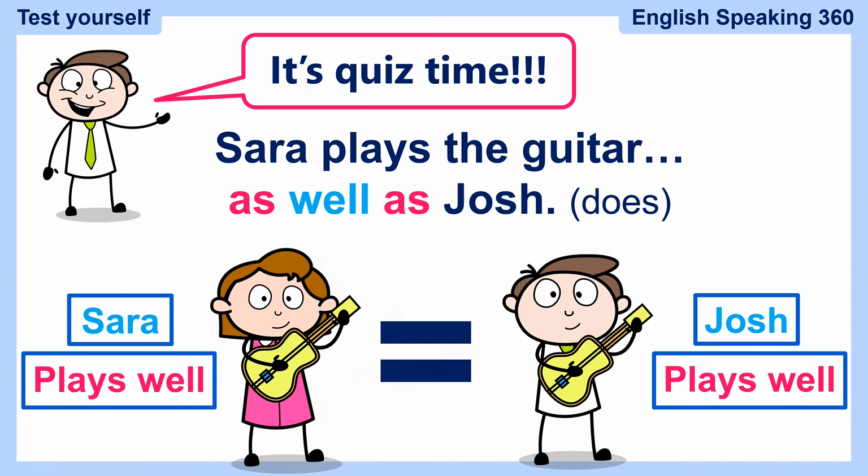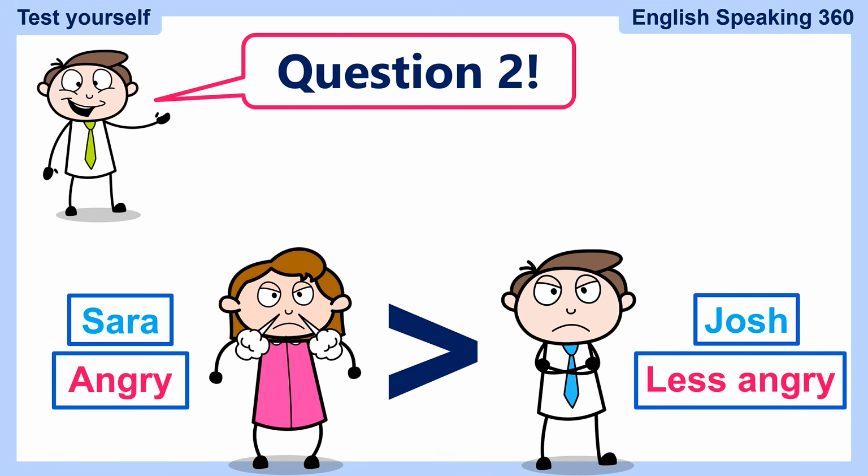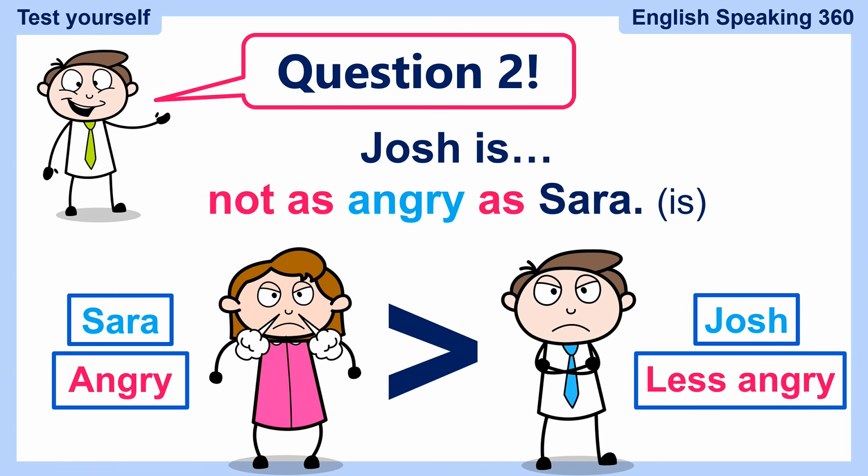1 point. Question 2. Sarah, angry. Josh, less angry. So Sarah is more. In this case, you will start with the person that is less. Josh is less. So Josh is what? Josh is not as angry as Sarah. Or Josh is not as angry as Sarah is.